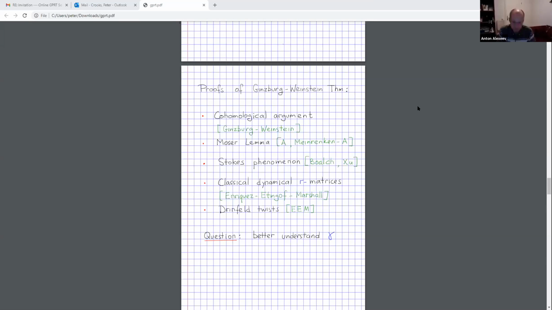So the second question we want to discuss today is to better understand this gamma. Gamma is a kind of mysterious and complicated object. And maybe if we, for a second, go back to the previous slide.